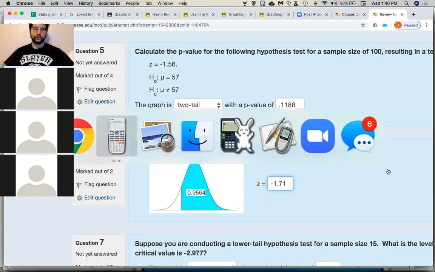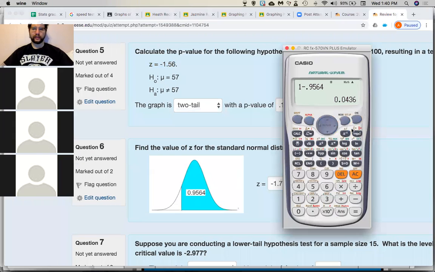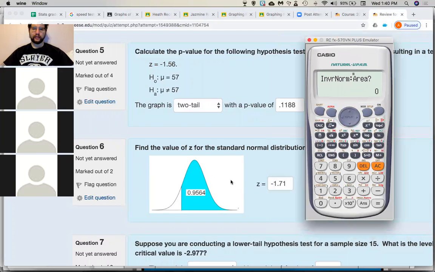And you could use an inverse norm on either calculator. Same location, number 3. Let's see what happens if we put in the 0.9564. You'll actually get the positive 1.71. But you know it's to the left of the center, so you'd actually need to just use the negative value.